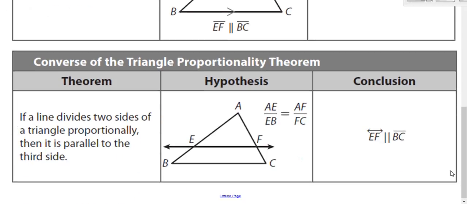And the converse is also true. So if you were to say that backwards, if these sides are split proportionally, then those lines must be parallel. So it's true both ways. If the lines are parallel, it's proportional. If it's proportional, the lines are parallel.